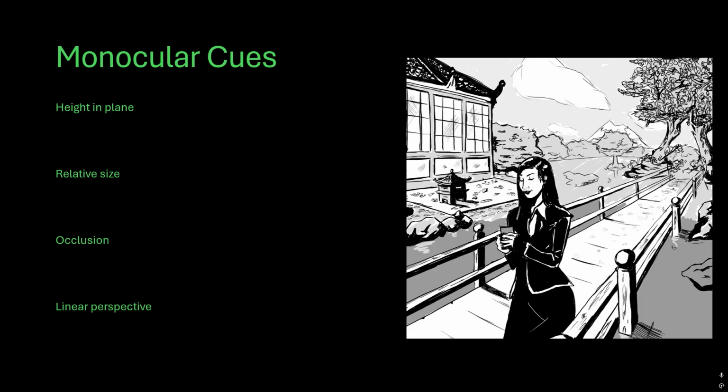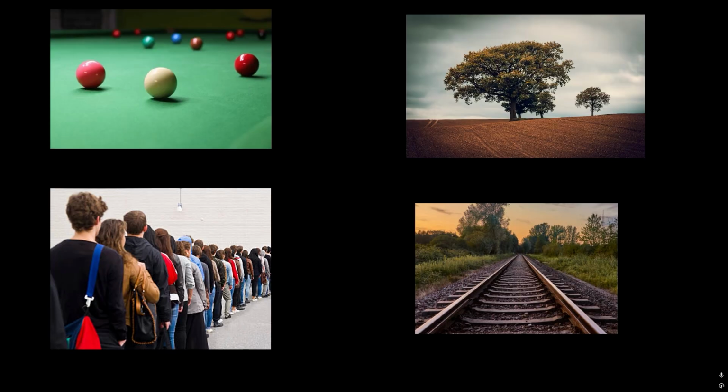Let's have a look at some more of these examples with some real life examples. So up here on the top left, we can see an example of height in plane. There are examples of other things happening here. There's some level of occlusion happening there, but we're focusing on the height in plane. The snooker balls that are higher up in the visual plane appear to be further away. So the snooker balls that are further away are higher up in the picture.